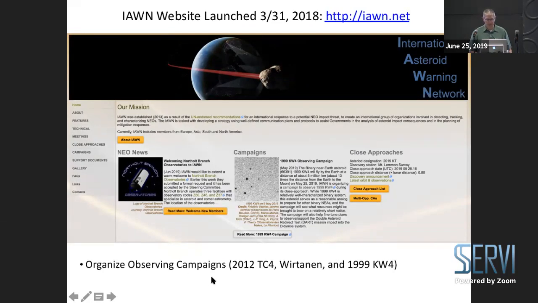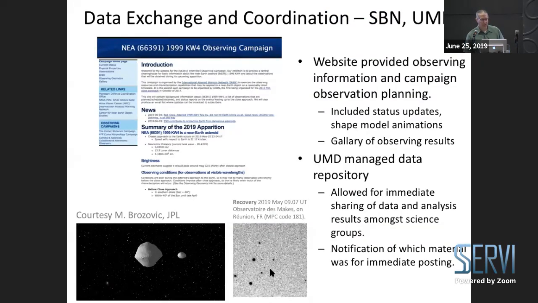We support the organization of observing campaigns like the two recent international planetary defense campaigns through IAWN. These include 2012 TC4, which had a close flyby in October of 2017, and then the recent 1999 KW4 observing campaign, the flyby for which was May 25th.